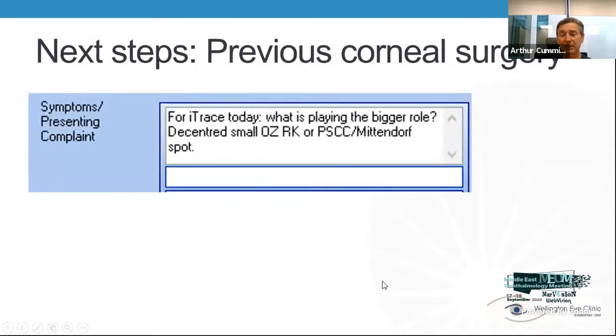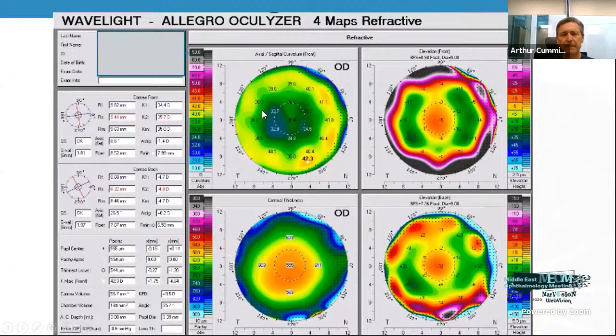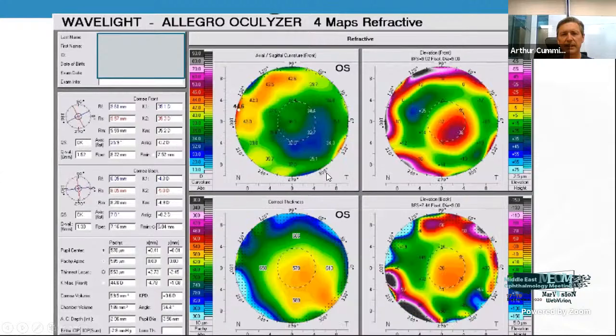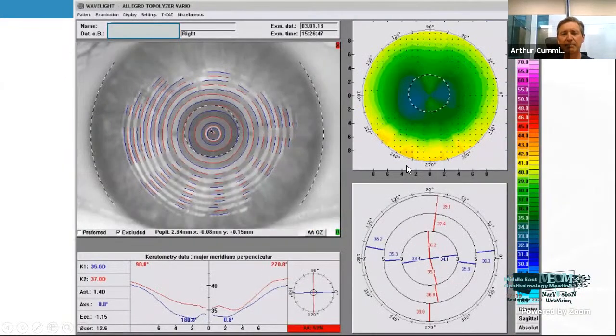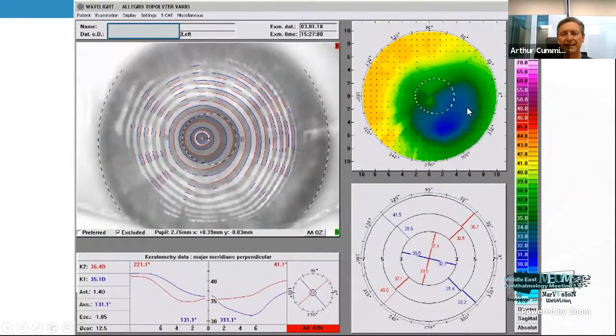So when I saw the patient's file, I said, please bring him back. I want to do an eye trace and see what's going on. What's the problem? Is the bigger problem the small optical zone, or is it this posterior subcapsular cataract, which might even be a Mittendorf spot? I don't know. So here's the RK, smallish zone, not too badly centered, but a very, very flat area on one side. And the left eye, you can see much more of a decentered ablation. And you see exactly the same thing on Placido disc, decentered on the left eye, especially the optical zone.